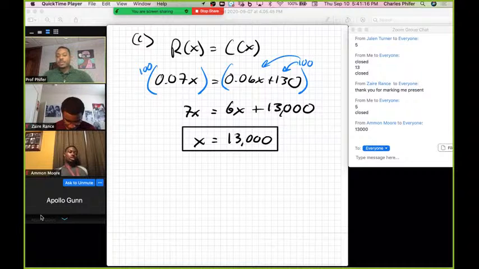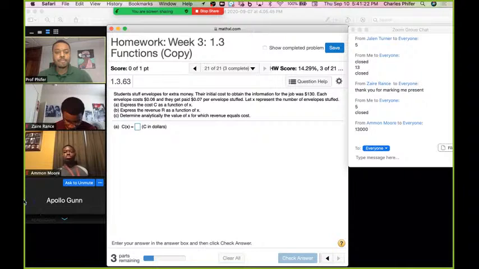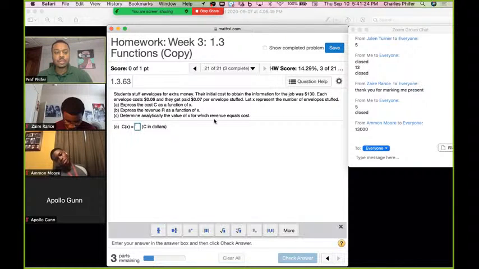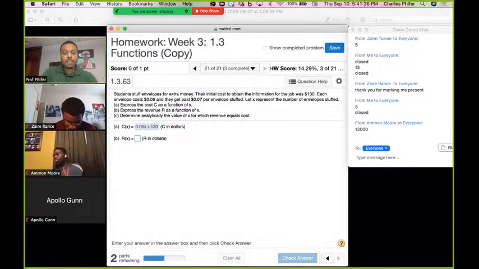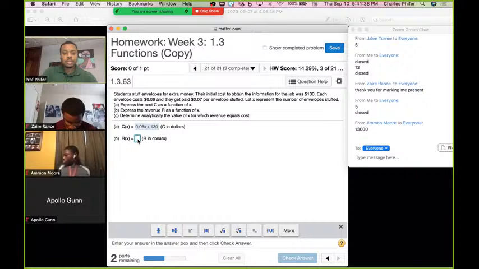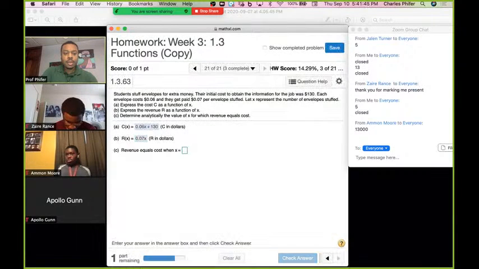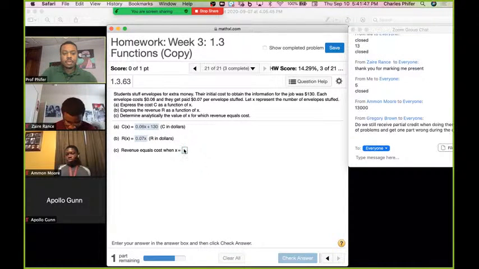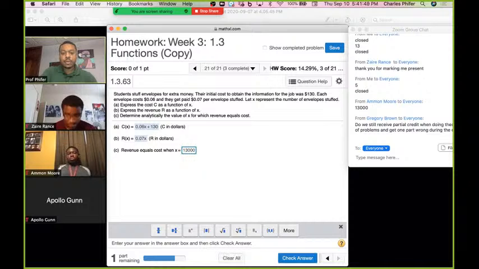All right, 13. Let's see how we do. Let's go here. So the cost function, we've got 0.06x plus 130. The revenue function, 0.07x. And then they don't turn a profit until they go beyond 13,000.